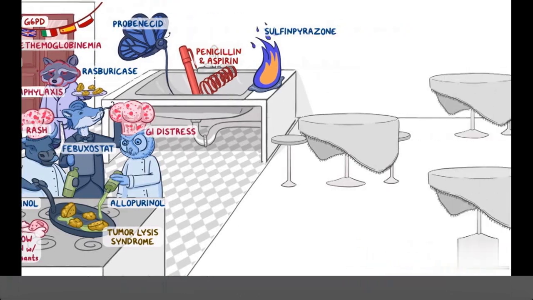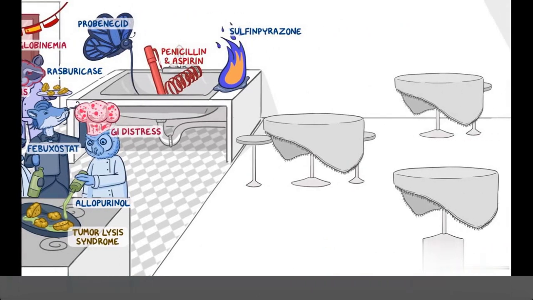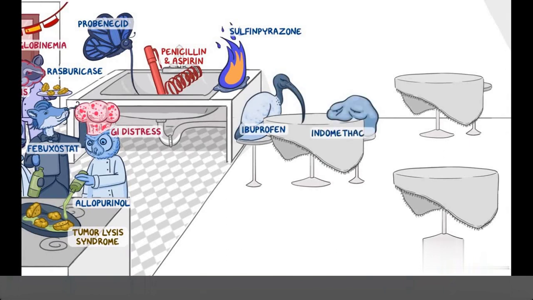So, at the first table, we have the first-line acute gout medications, which are NSAIDs, like ibuprofen, represented by an Egyptian ibis, and indomethacin, which is a lump of unbaked dough. A spring for aspirin has been discarded under the table to help you remember this particular NSAID is contraindicated. At the next table, we have the glucocorticoids. So, here, let's put someone's son dressed up as a predatory shark for prednisone.